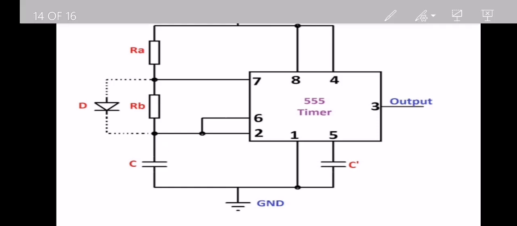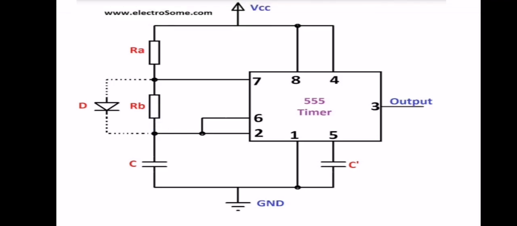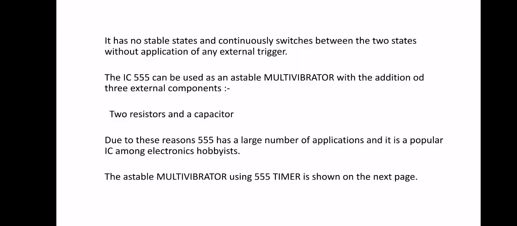As you can see, pin 8 and pin 1 give power, VCC and GND respectively. The fourth pin is the reset pin, which is active low and is connected to VCC to avoid accidental resets. The fifth pin is a control voltage pin which is not used, so to avoid high frequency noises, it is connected to a capacitor C.